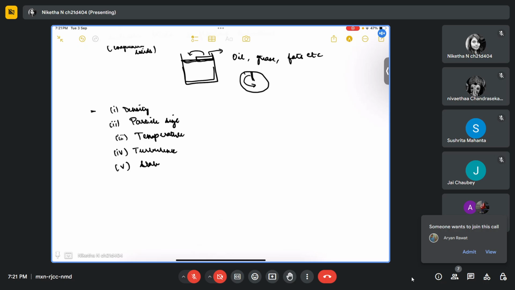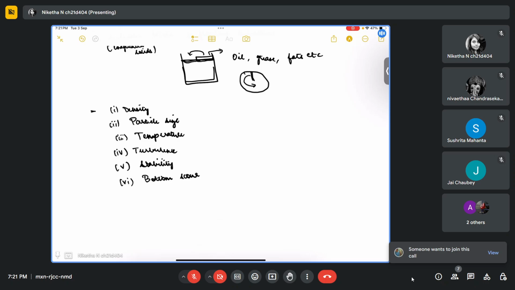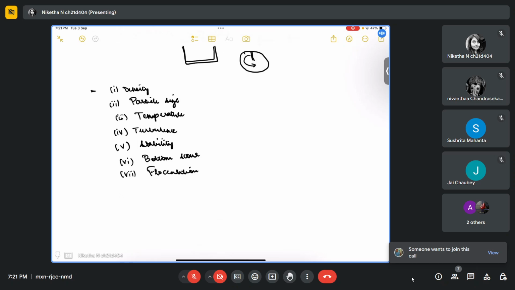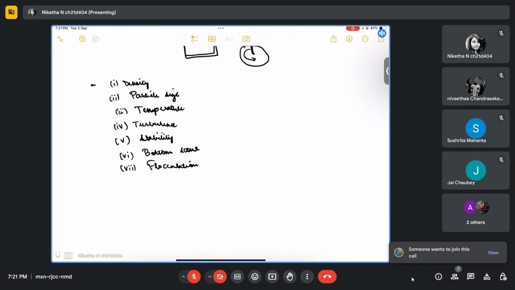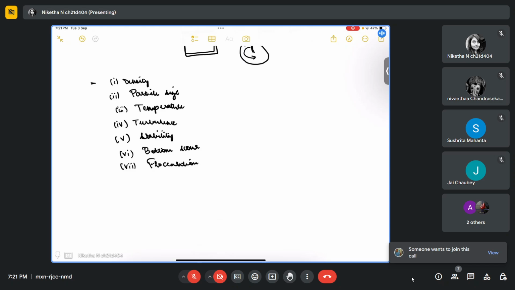Then stability. Bottom scour. This means how frequently we are removing the settled substance at the bottom. And then flocculation. If the particles are forming flocs immediately, then the removal will be better. But if the floc formation is slow, then accordingly the process will also take time.